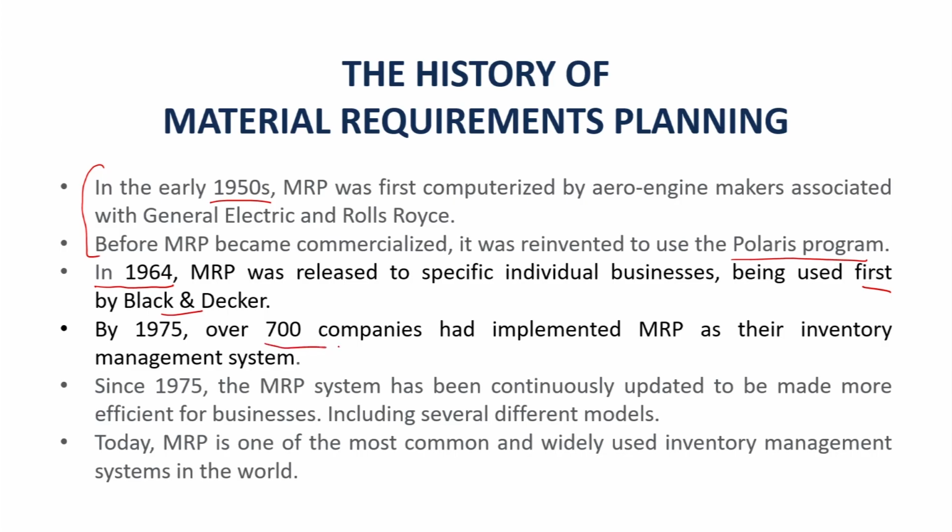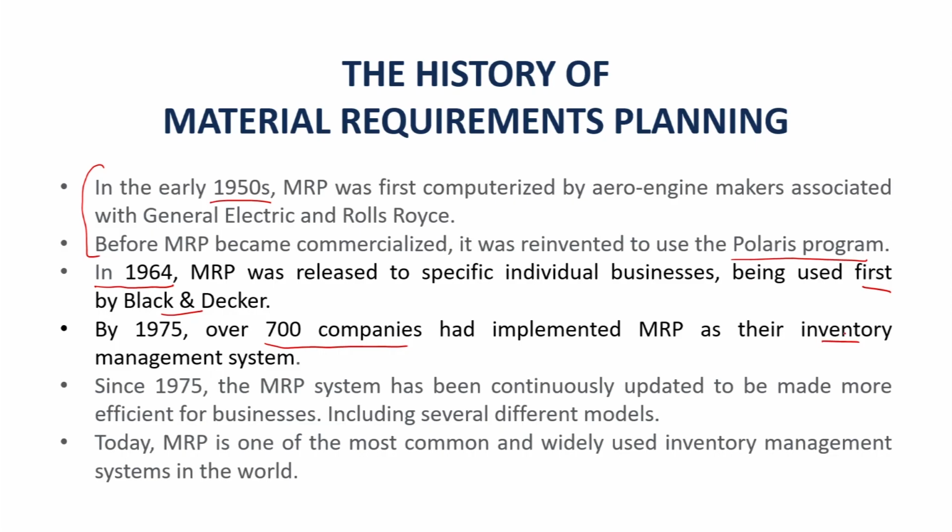More than 700 companies implemented MRP, because it was so good that you are able to plan all the materials which are required. The automobile industry is the major user of MRP because of their very deep bill of material, and so many components and parts are required to manufacture a car. So, they are the most prominent user of MRP system as their inventory management system.